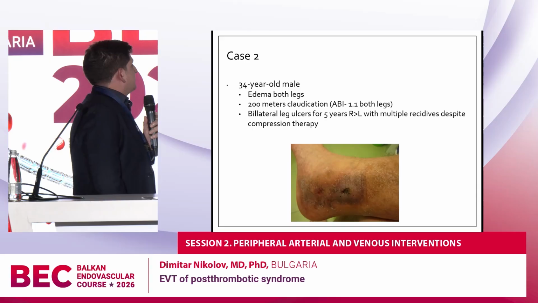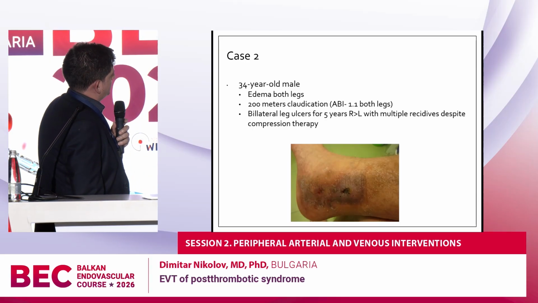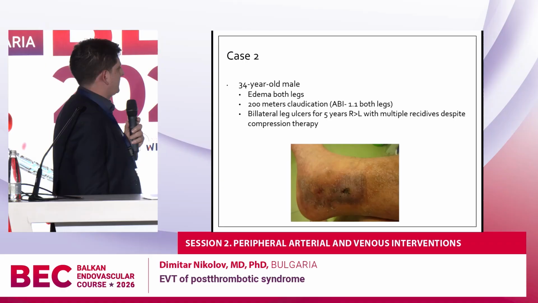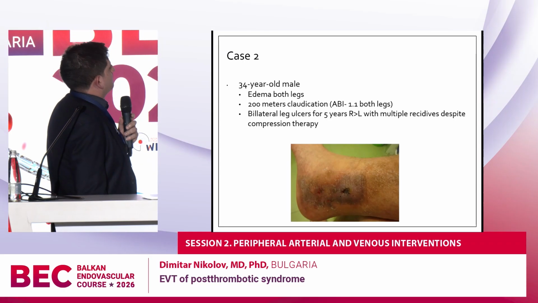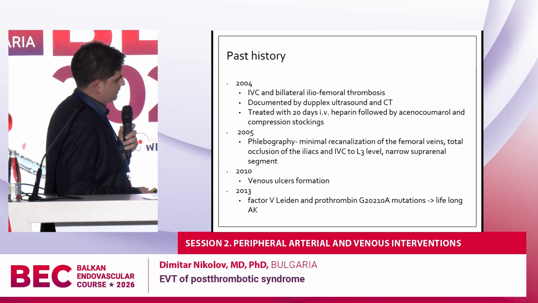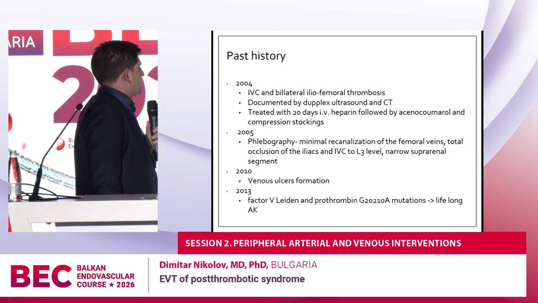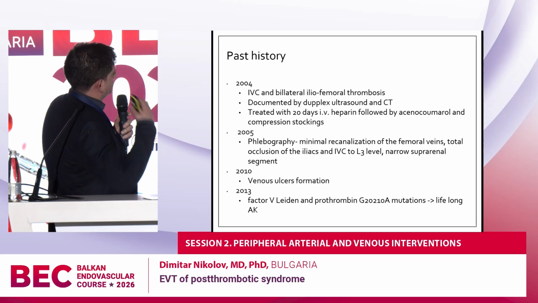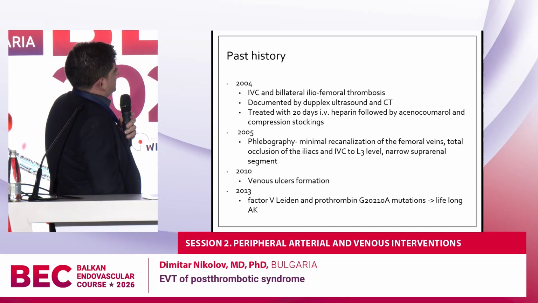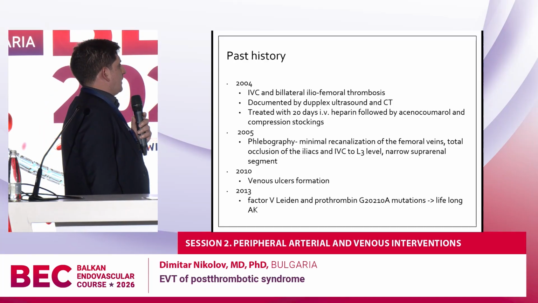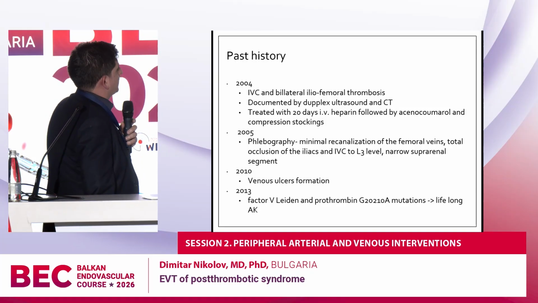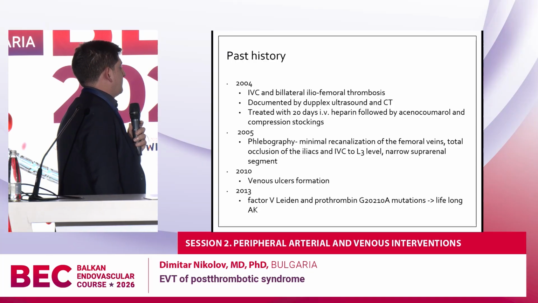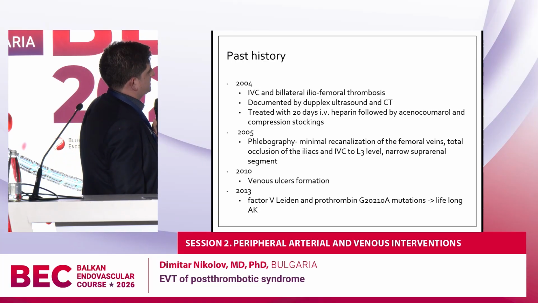The second case is a 34-year-old male with edema on both legs, 200-meter claudication. The ankle brachial index is above 1, so there is no arterial disease. Bilateral leg ulcers for 5 years with multiple recurrences despite the compression therapy. It has a long history: 2004, iliofemoral thrombosis, treated 20 days with heparin, followed by anticoagulation and compression stockings. 2005, on the phlebography, minimal recanalization of the femoral veins, total occlusion of the iliacs and the IVC.